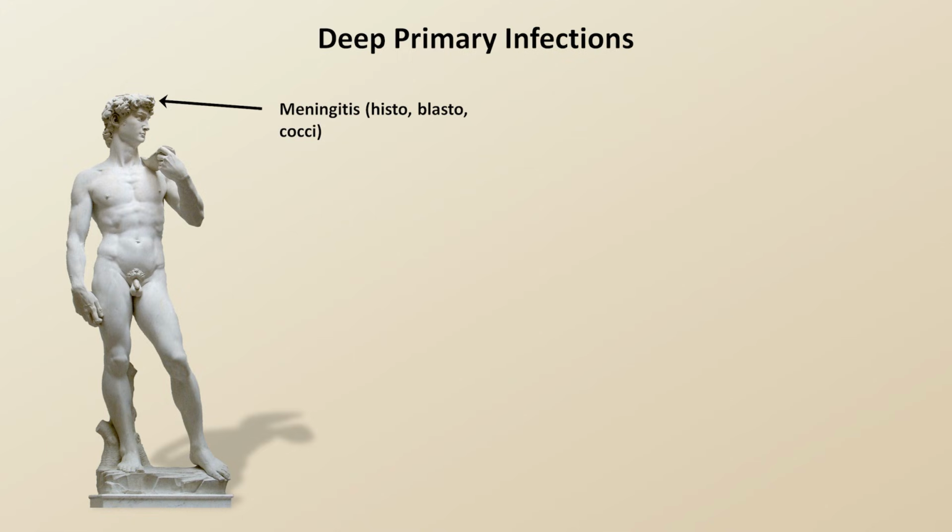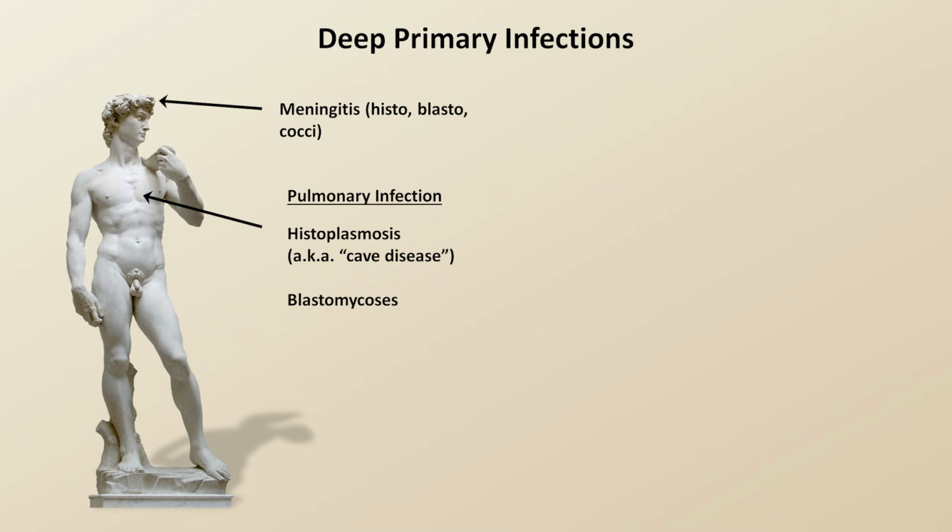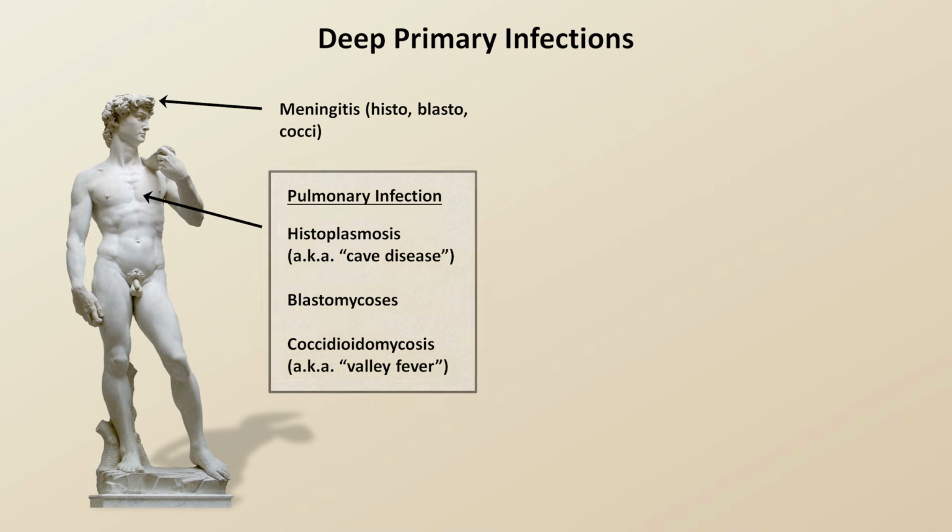The bulk of deep primary fungal infections are pulmonary infections, and these can be from histoplasmosis, also known as cave disease when it occurs in the lungs, blastomycosis, and primary coccidioidomycosis, also known as valley fever. These 3 conditions share some of the same mechanisms and manifestations, and can clinically be indistinguishable from one another using just a history, exam, and routine studies, so I'll talk about them as a whole for a few minutes.